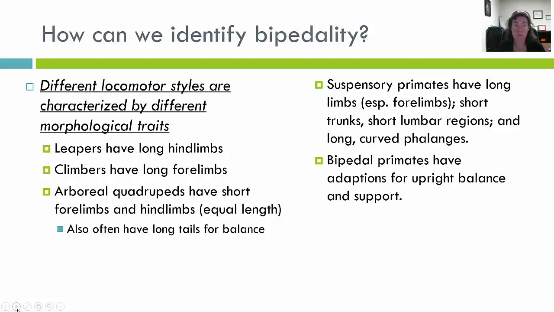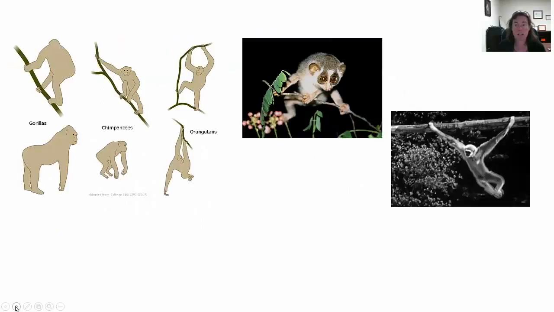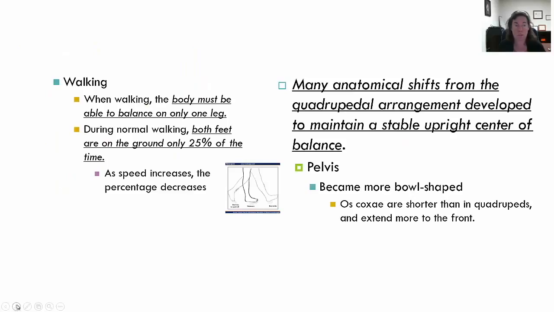by several morphological traits. For example, leapers are known to have very long hind limbs, climbers have long forelimbs, arboreal quadrupeds have short forelimbs and hind limbs of equal length. They also often have long tails for balance. Suspensory primates have long limbs, short trunks, short lumbar regions, and long curved phalanges. Bipedal primates have adaptations for upright balance and support. So this is just an example of some of the positions during locomotion.